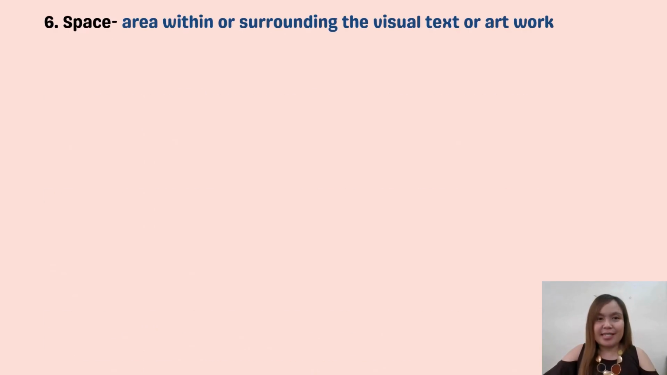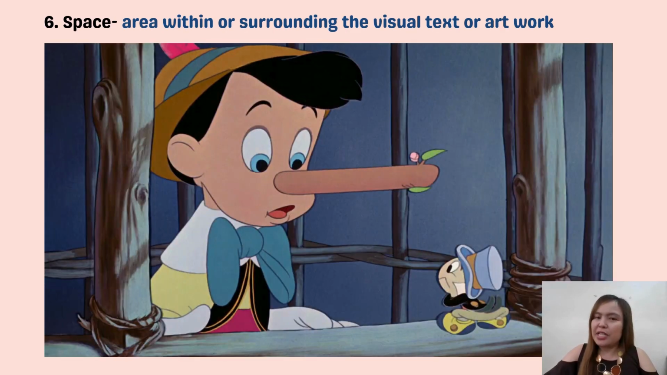Next, we have space. Another visual element that artists are so keen to use wisely is space, which is the area within or surrounding the visual text or artwork. This picture of Pinocchio placed inside a cage or a prison cell made of wood gives us the impression of actually being able to feel what it's like to be inside this prison. Now take a look at the space within Pinocchio's coop. Can you feel the space he has?